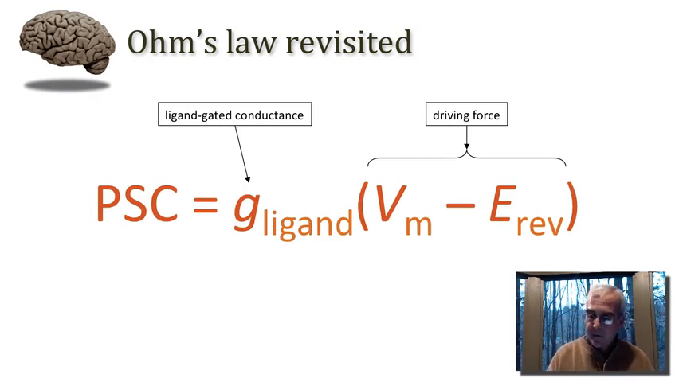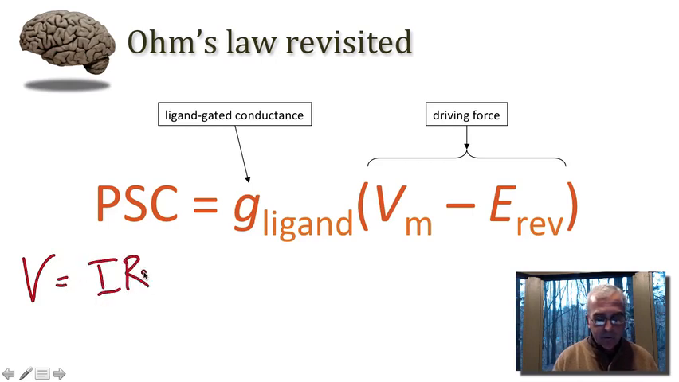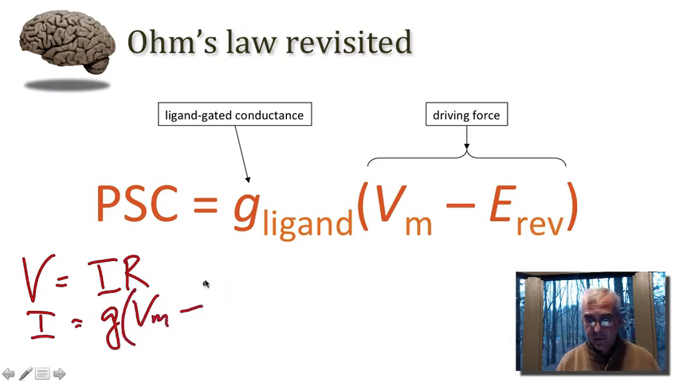So you will recall that we talked about Ohm's law as being V equals IR, and we were able to rearrange that in terms of current and indicated that current equals the inverse of resistance, which is a conductance term, times V. And that V term we could expand in terms of the driving force for a permeant ion as the difference between the membrane potential and the reversal potential for the permeant ion.